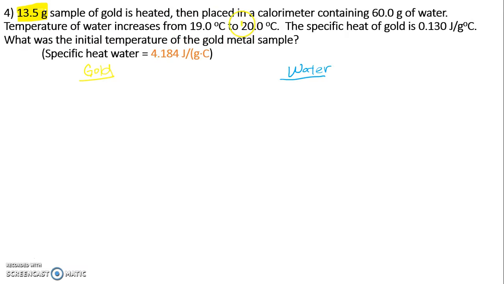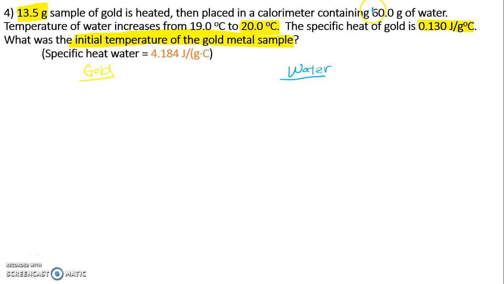But the final temperature of this water is 20 degrees Celsius. That means that the final temperature of my gold is also 20 degrees Celsius because of thermal equilibrium. The specific heat of gold is this, okay? And then it wants to know the initial temperature of the gold metal sample. So that's my unknown. And this is honestly probably one of the hardest problems we have. It's okay. It's a little bit intimidating, but it's not that bad.